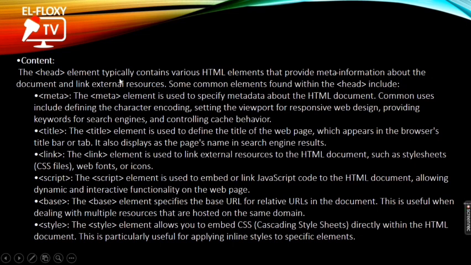Then we have the content. The content typically contains various HTML elements that provide meta information about the document and link external resources. Such common elements found within the head include, these are the elements we see in the head tag, meta. The meta element is used to specify metadata about the HTML document. Common uses include defining the character encoding, setting the viewport for responsive web design, providing keywords for search engines, and controlling caching behavior.